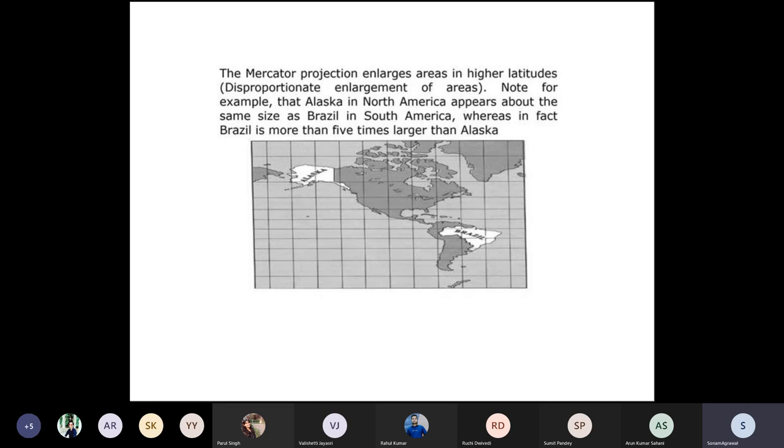So there are 2 places that are marked on this map. First one is Alaska. On the left hand side, you can see that there is Alaska in United States. And here in South America, there is Brazil. Now the size of Alaska is appearing to be almost the same size as Brazil, although Alaska is 5 times smaller than Brazil. A similar thing you can observe for this whole South America continent and this Greenland. So Greenland is much smaller than South America, but it is appearing at the same size.